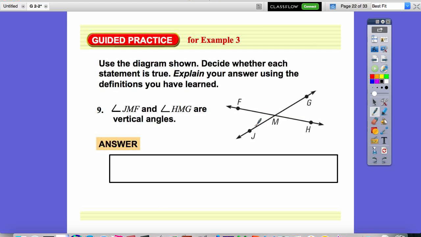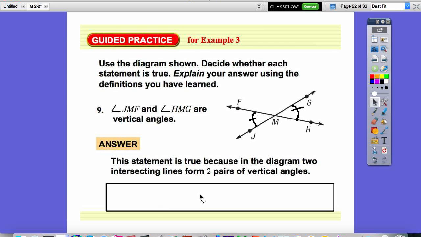J, M, F, and H, M, G. Those are vertical angles. We can see that when two lines intersect, they form two pairs of vertical angles. And we also know that vertical angles are congruent. So we could even go one step further and say that angle JMF and angle HMG are congruent.